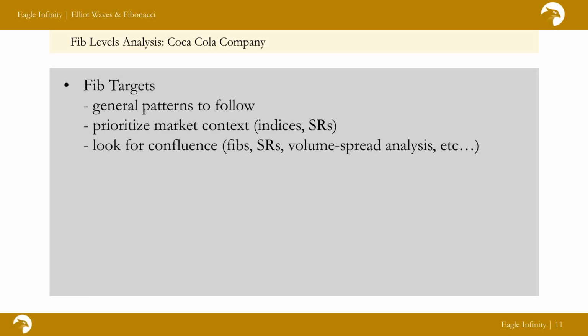Yeah, so fib targets. These are general patterns to follow, just like everything else we've said. But prioritize the market context. Like, what are the indices doing? What are support and resistances from high time frames? Look for confluence. Look for things that are all coming together, like this fib target, support resistance, volume and spread analysis, all that kind of stuff. When you see things start to come together, that's when you're like, okay, this is a good target.